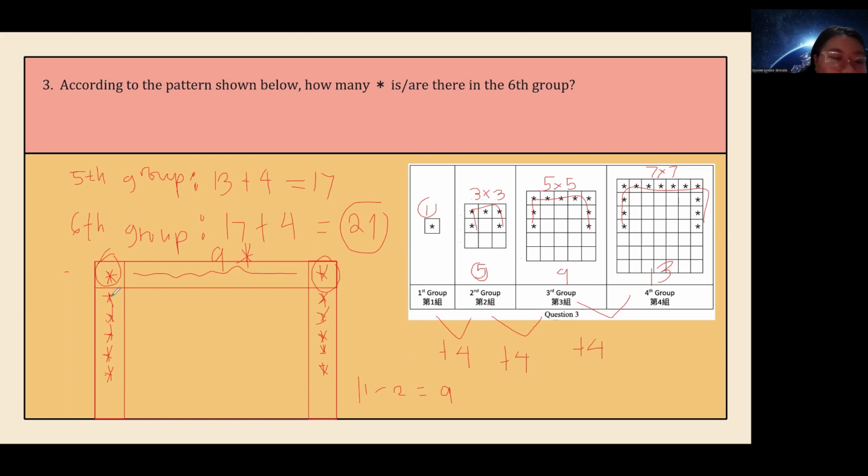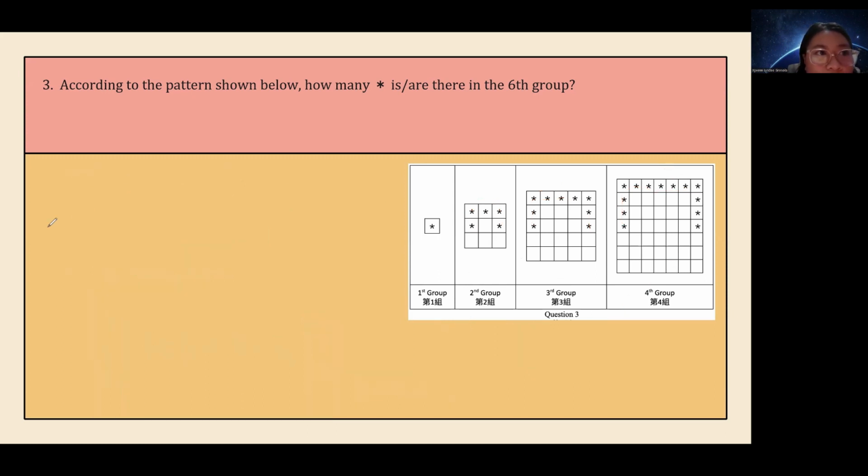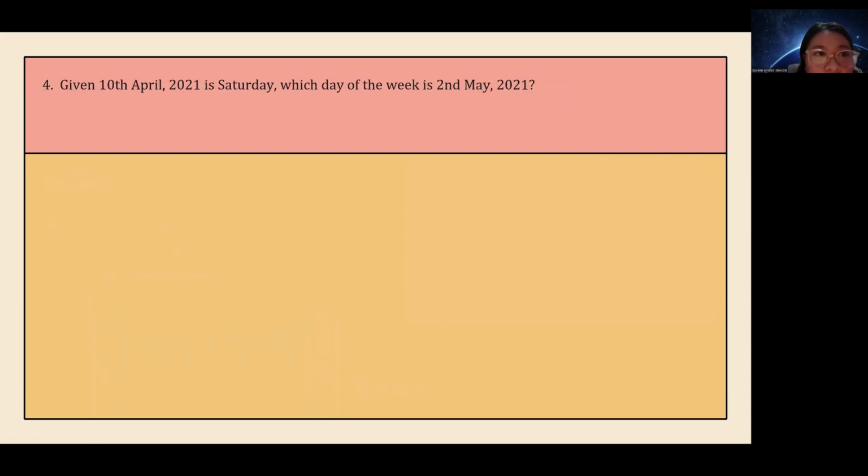And to count, we have 6 plus 6 plus 9. So 6 plus 6, that's 12, plus 9, that would become 21. Okay, so we can still get 21 if you will just draw the figure or the group 6. Okay, so a little trickier this time. Now let's go over to number 4.